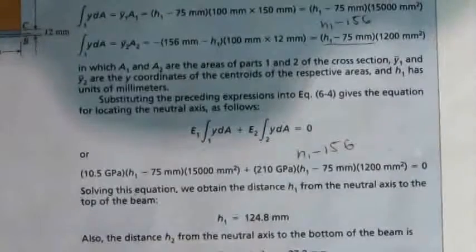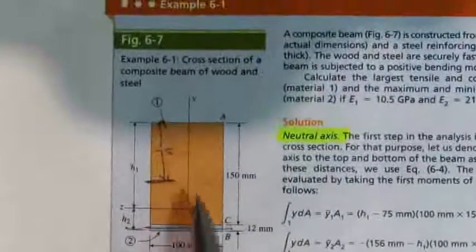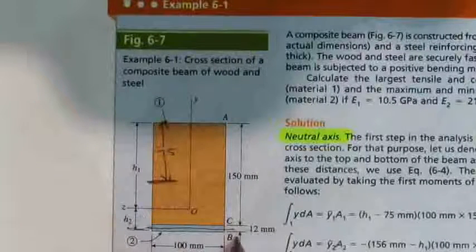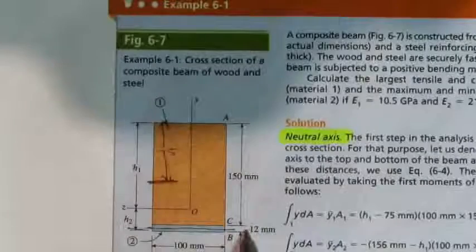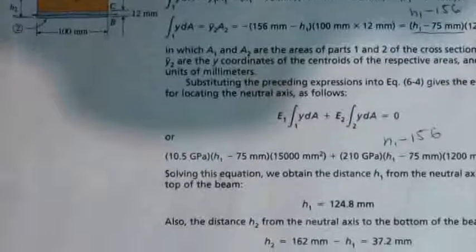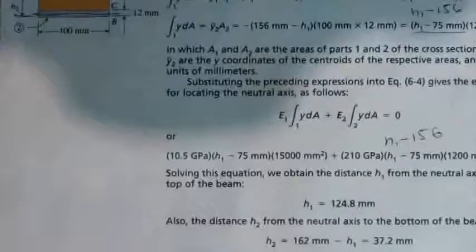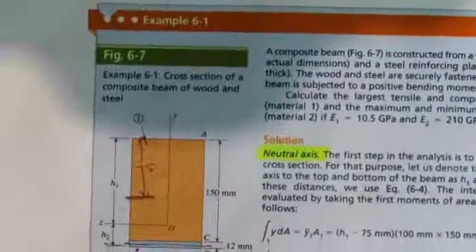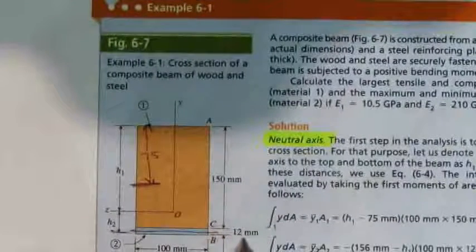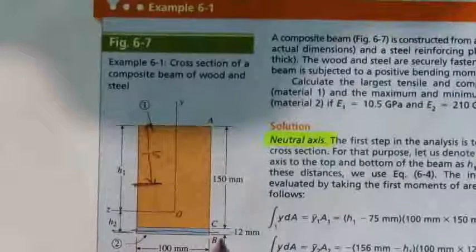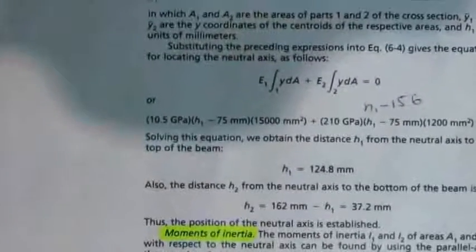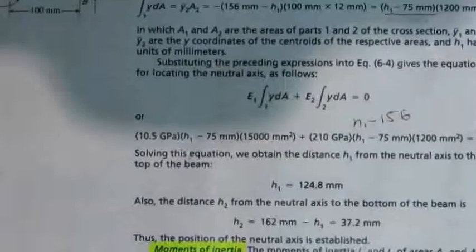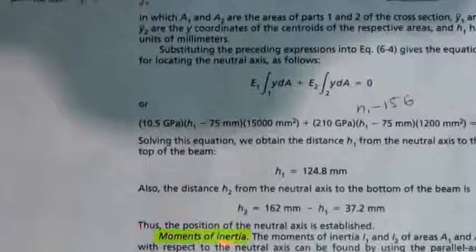So quickly, we found H1. Once we found H1, it's quite easy now to find H2, because we know that H1 and H2 combined are supposed to give me 150 plus 12, right? And this is exactly what they do here. They're saying H2 is equal to 162 minus H1. Where does the 162 come from? The 162 comes from saying 150 plus 12 should give me that the entire length is 162. If you take that and you subtract H1, you'll be left with H2. That's quite simple. Okay, and then that's it. You've basically located your neutral axis. And the second thing that you do, you calculate the moment of inertia.